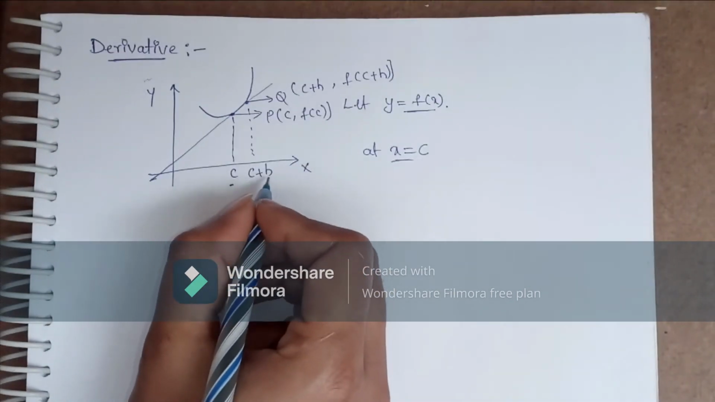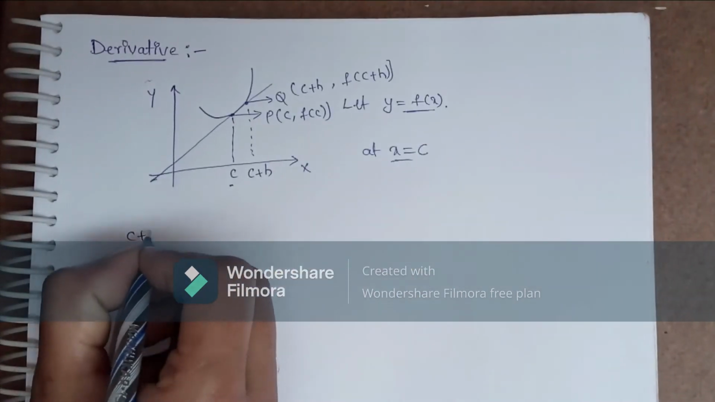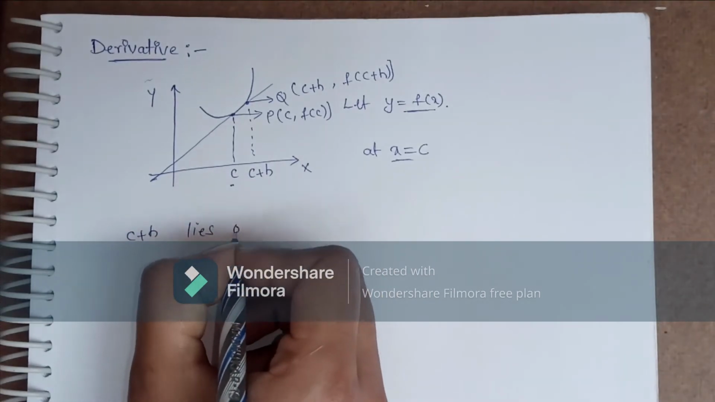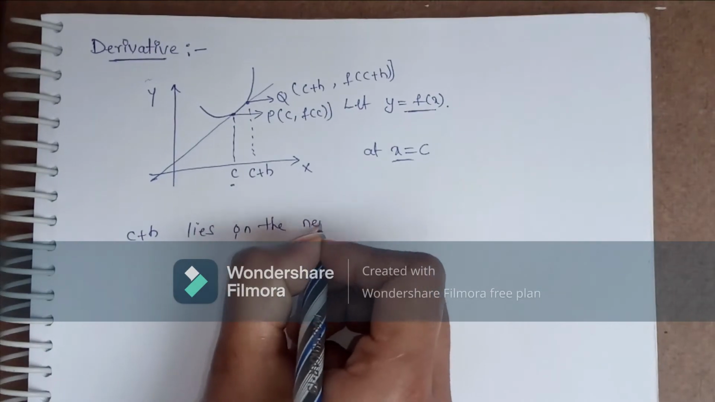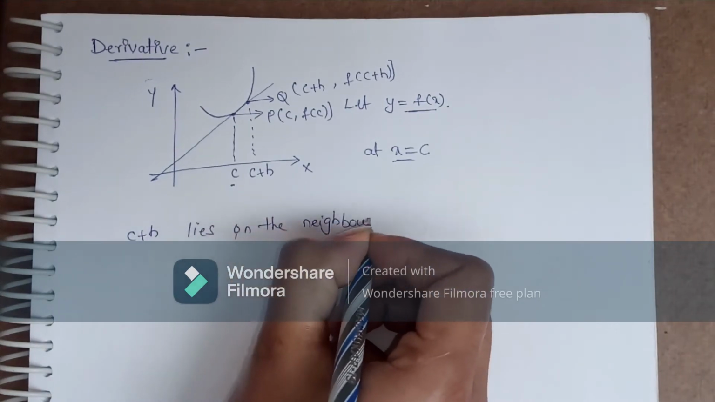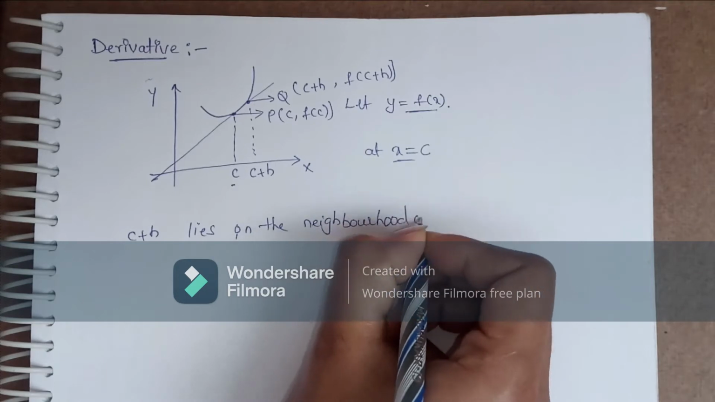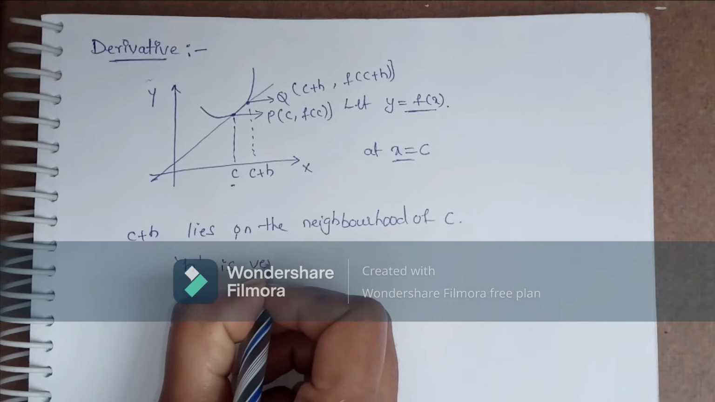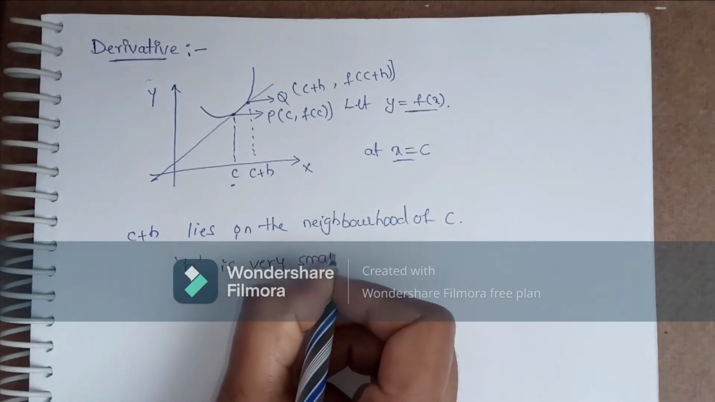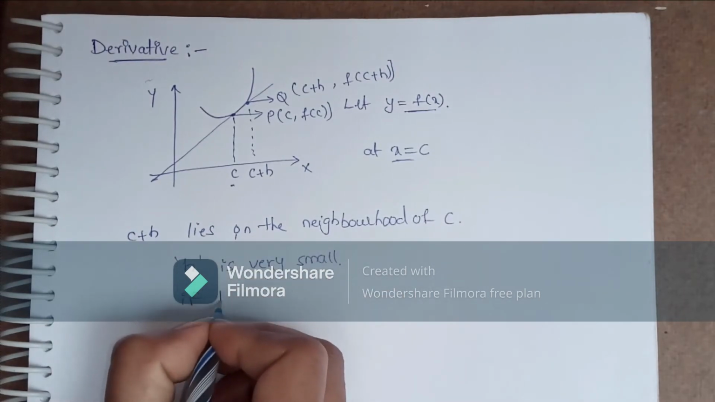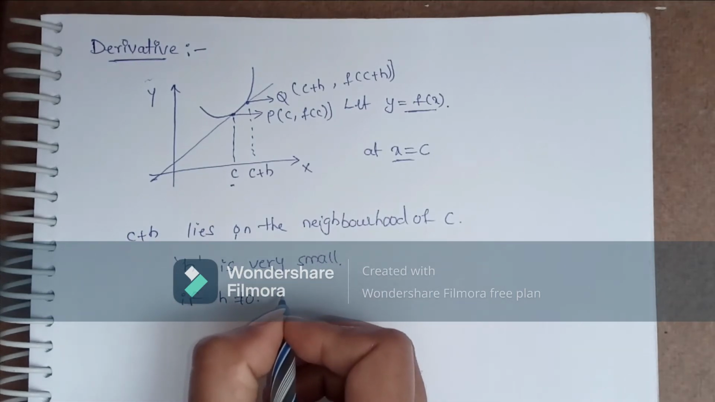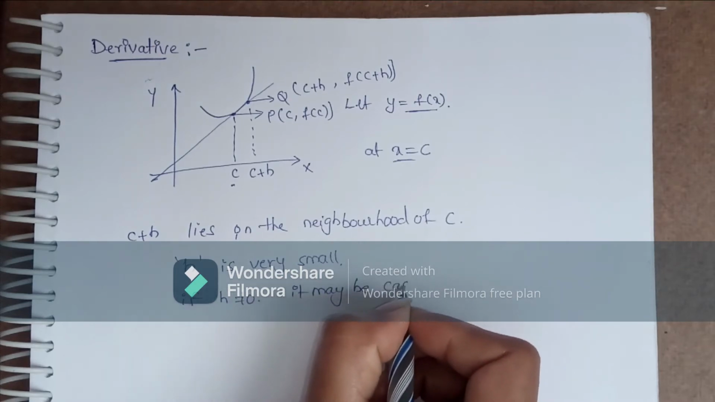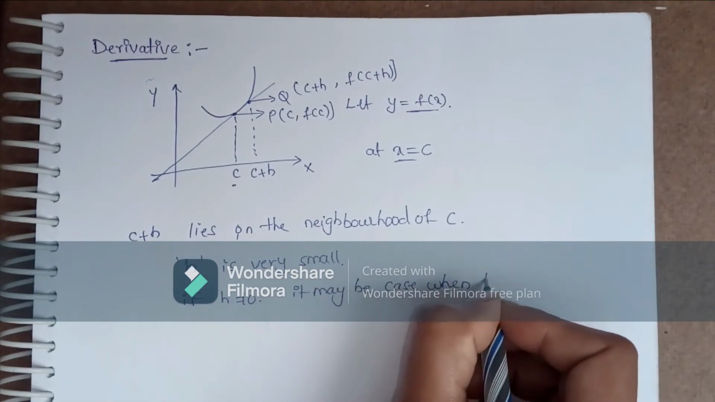Here c plus h lies in the neighborhood of c. Here h is very small. If h is not equal to 0, it may be the case when h is greater than 0.